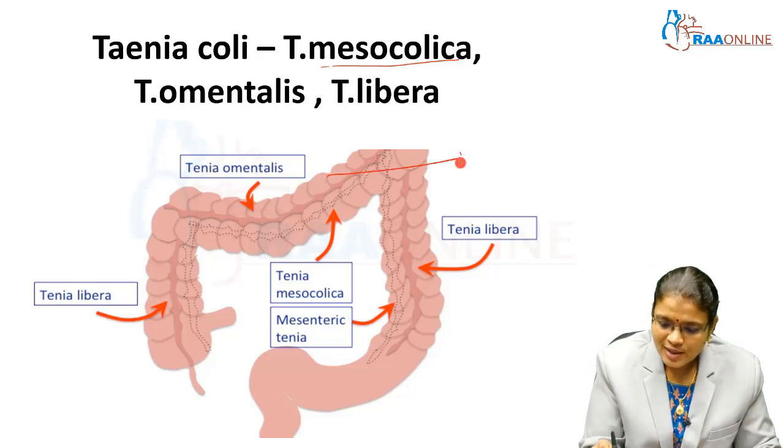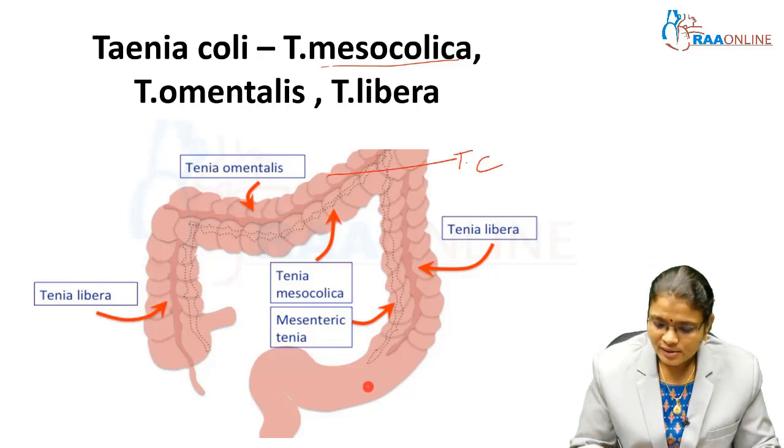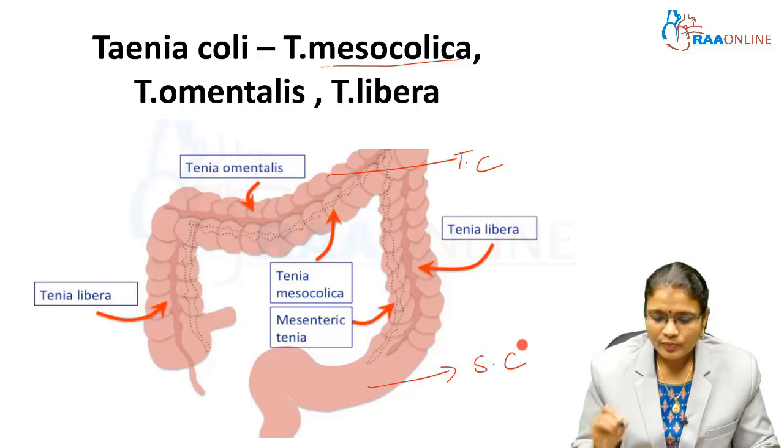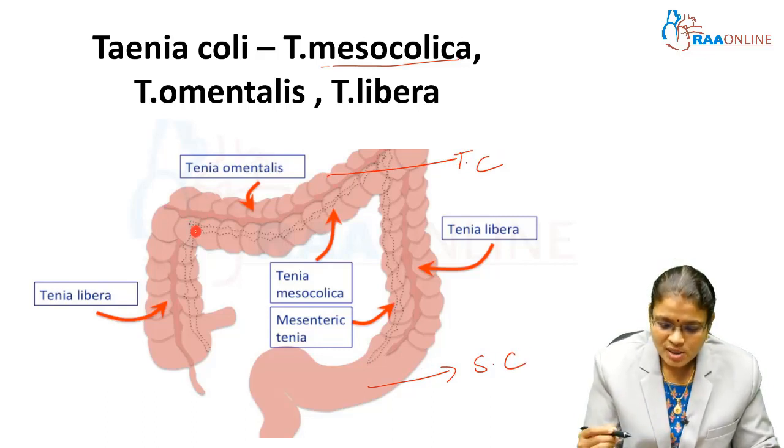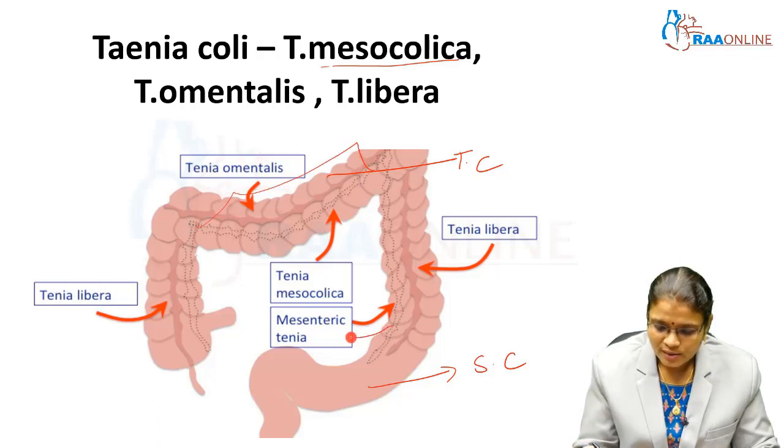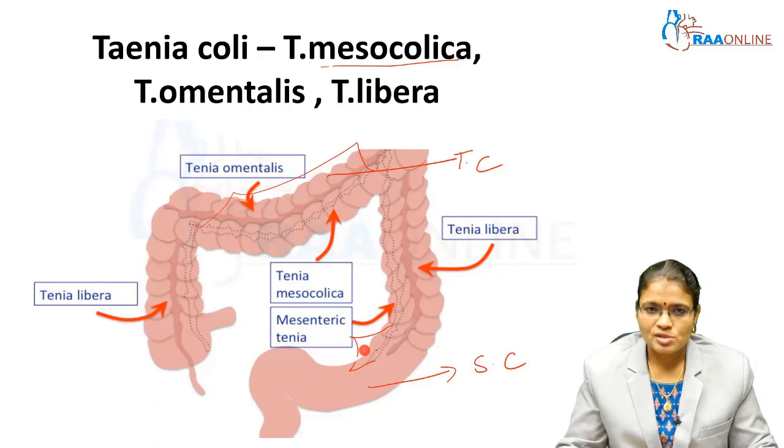This is the transverse colon and this is the sigmoid colon. Here the mesocolon is attached. As the mesocolon comes and gets attached, this region will have the mesocolica. This region will have the tinea mesocolica.